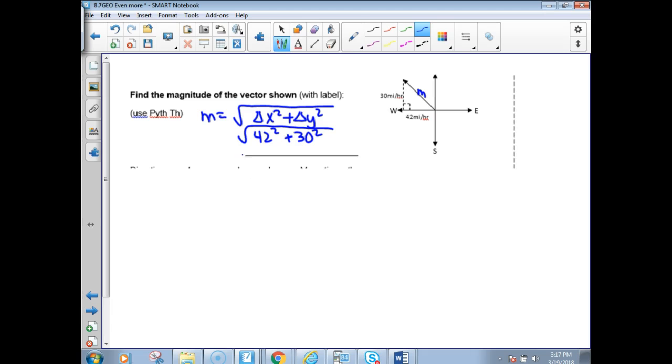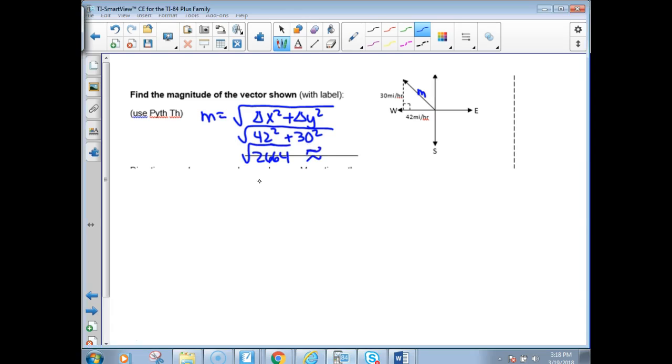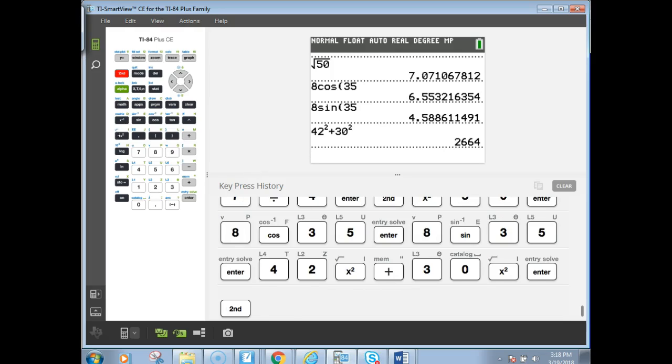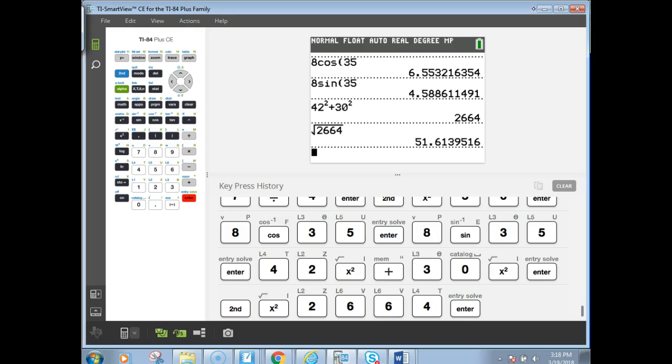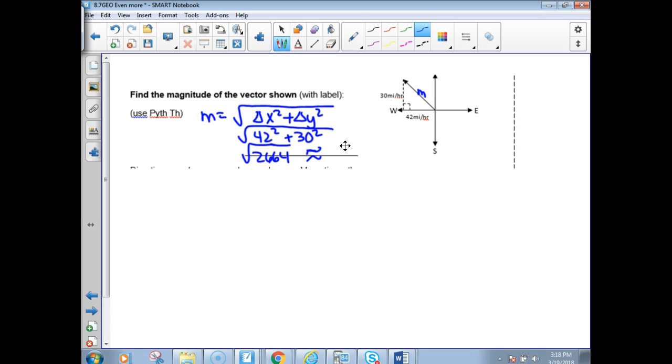2,664. We need to take the square root of 2,664, which is about, I don't know. I need to put it in my calculator. 2,664 square root. All right, then I get 51.6, and I need to label that approximately 51.6 miles per hour.